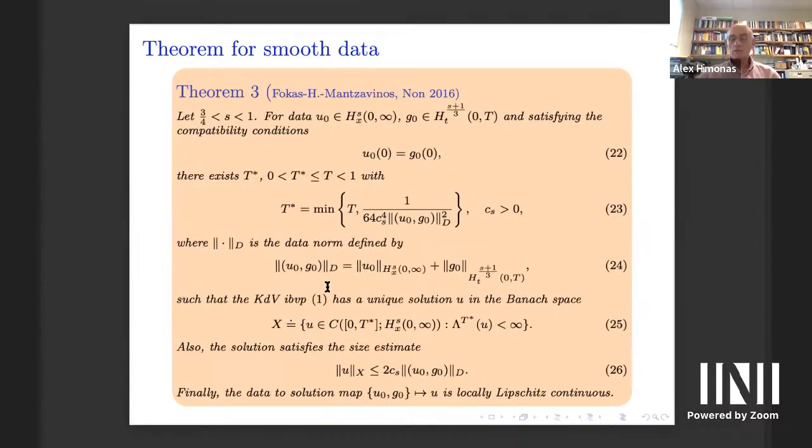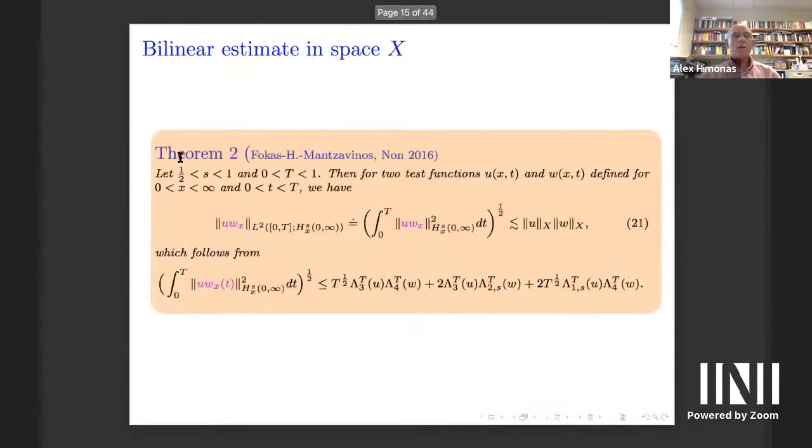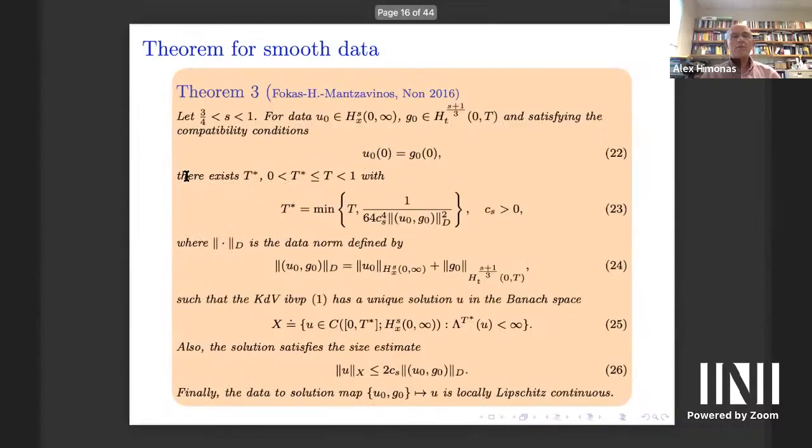And here is the theorem that we obtain, the 3/4. Although we are able to get for the linear problem an estimate above 1/2, for the nonlinear we have well-posedness above 3/4, and that was the story. That's what Koenig, Ponce, and Vega in '91 were able to get using the so-called lambda norms.